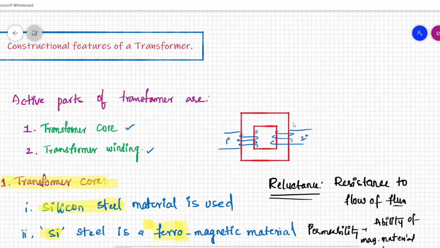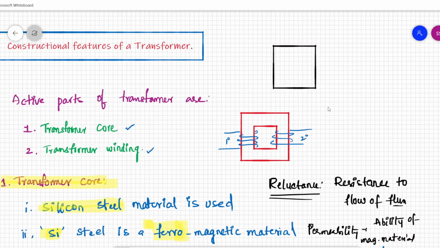That is called stacking. It reduces the current flow in the core material, because silicon steel is also an iron material. Because it is steel, eddy currents will flow. Due to that current there will be an I squared R loss, which is called eddy current loss. So to oppose the current flow, we laminate the sheets and put insulation between each and every lamination, so the current will not flow. That is nothing but lamination.